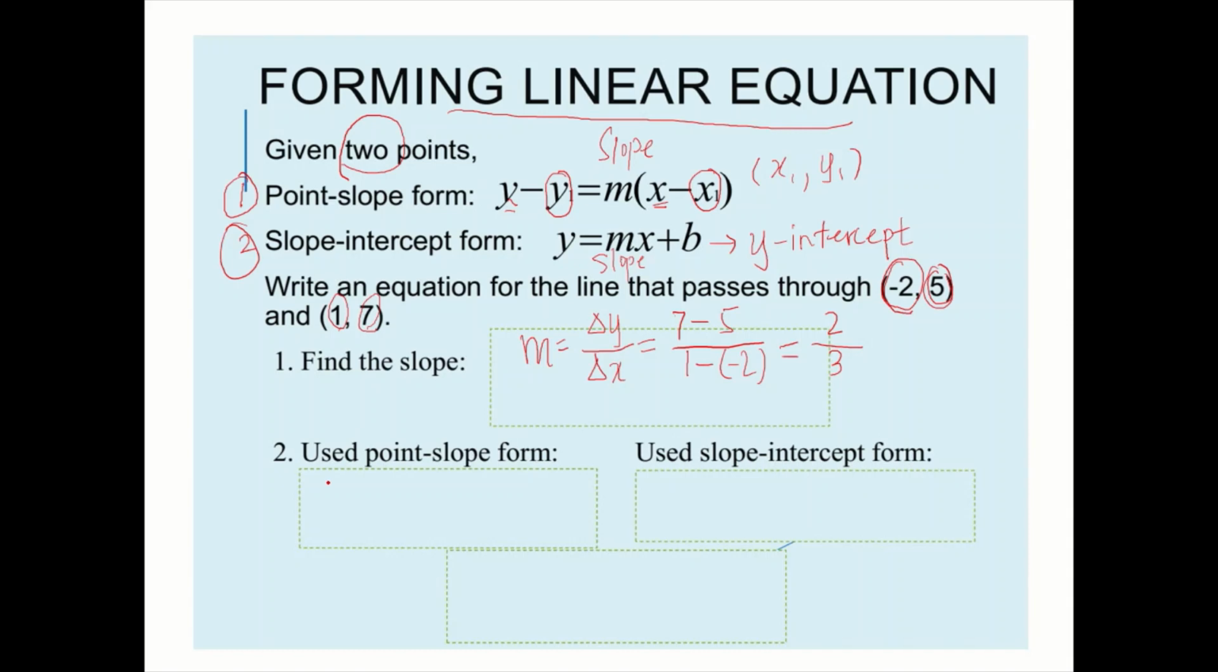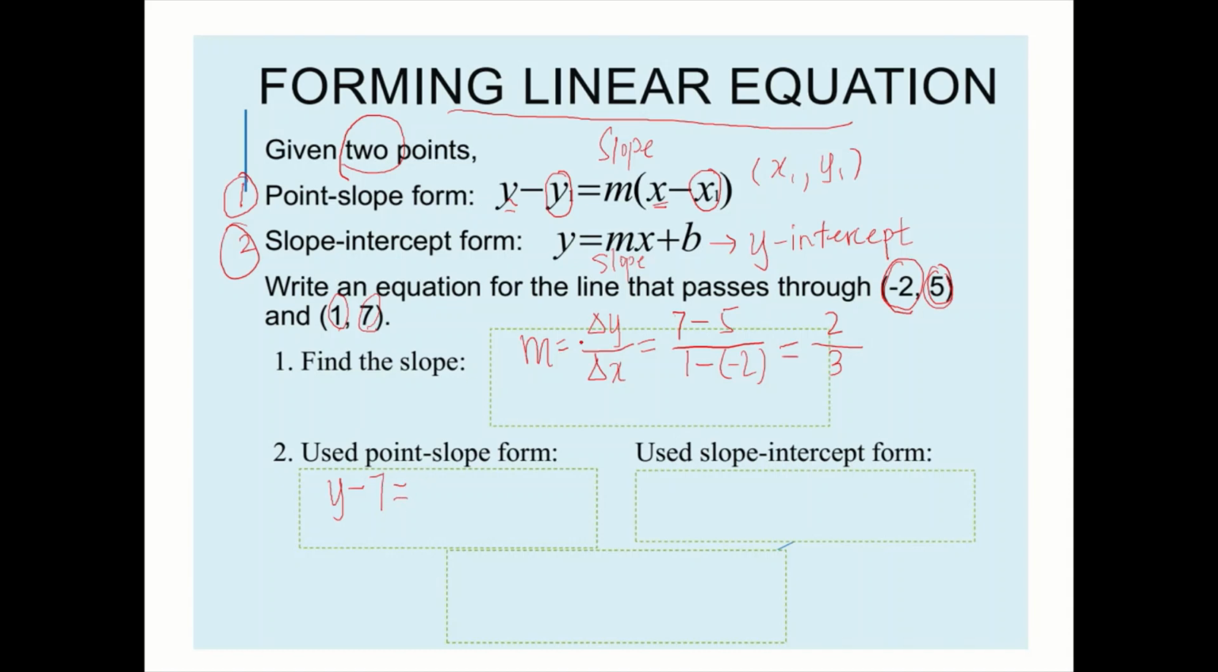Okay, so we have y minus, now the x1 and the y1 is supposed to be 1 point. So which point? Since we have 2 points, it can be any point. You can use the point (1, 7), or you can use the point (-2, 5). So let's say I'm choosing the point (1, 7). So the y1 refers to the y coordinate. So I have a 7 here.